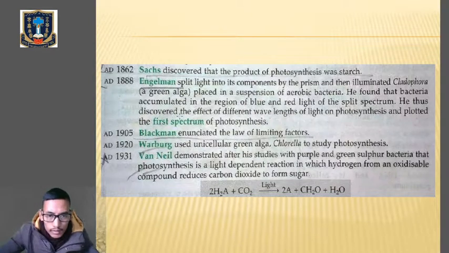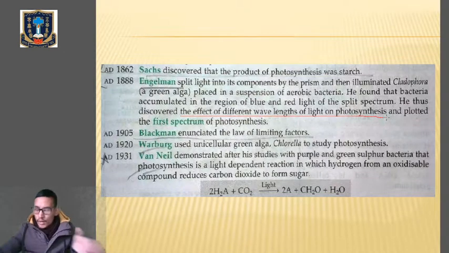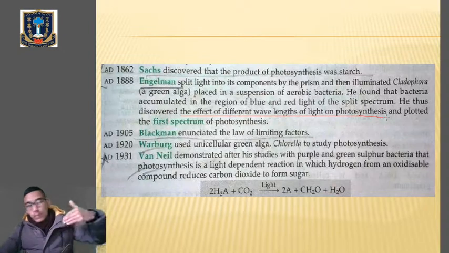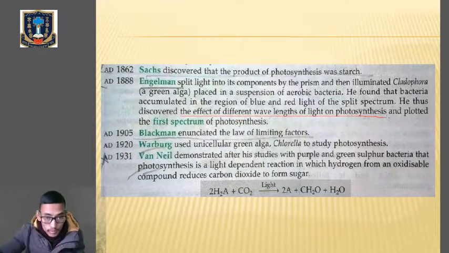He discovered the effect of different wavelengths of light on photosynthesis. This we will discuss afterwards. We will go through the light harvesting complex of photosynthesis and discuss it in another class also. So Engelmann discovered the effect of different wavelengths of light on photosynthesis. Blackman proposed the law of limiting factor.